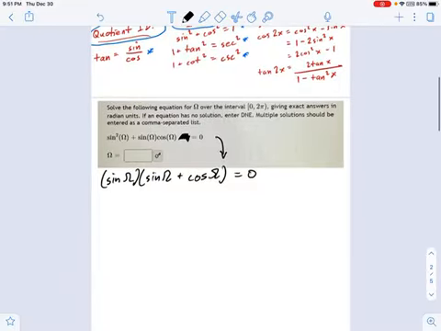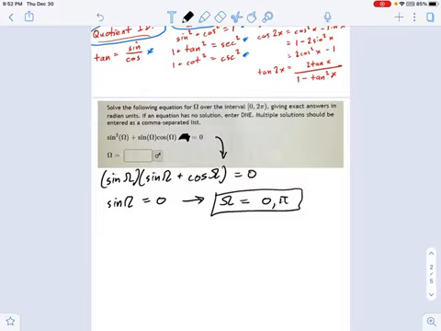And at this point, now we have two factors times each other. That's great. I can start solving this one. Sine omega equals 0. Well, that means omega equals 0 and pi. I got that from what I know about the unit circle. Remember, where are the sine values equal to 0? Those are the y-coordinates. There they are, 0 and pi.